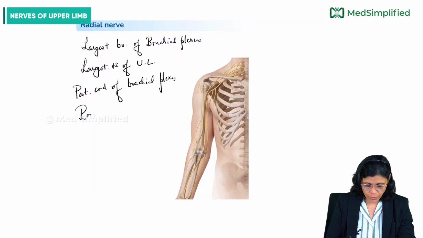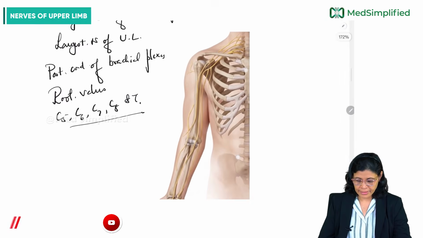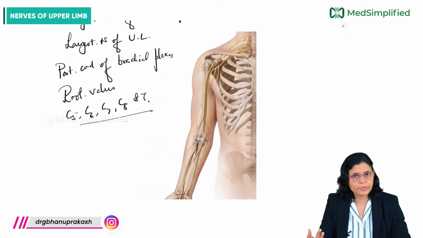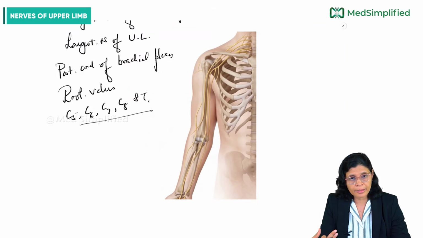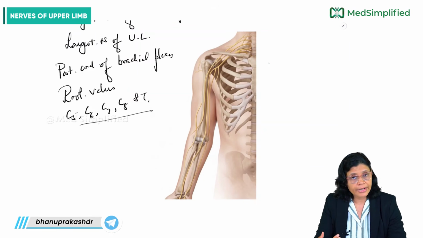So it has the root value of C5, C6, C7, C8 and T1. It begins in the axilla from the posterior cord of the brachial plexus. In the axilla it lies behind the third part of the axillary artery. From there it passes through the lower triangular space. Okay, so it enters the arm below the lower border of teres major muscle.